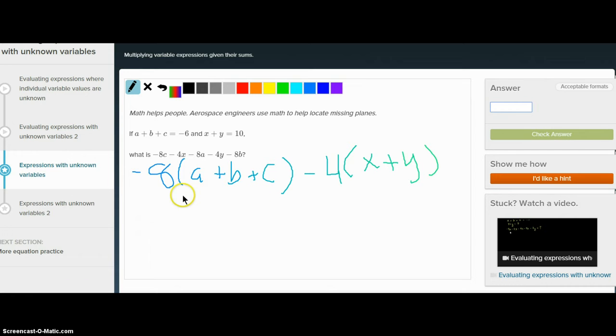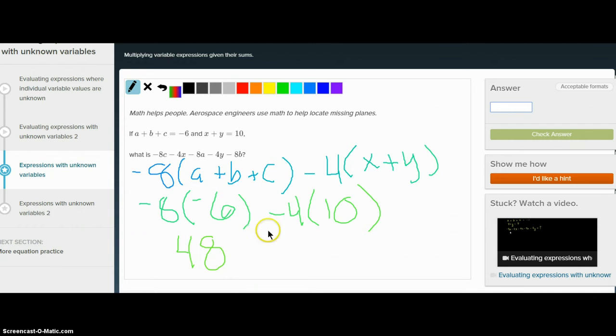And so we know that a plus b plus c equals negative 6. So we substitute that in there. And we know x plus y equals 10. So we have negative 8 times negative 6 is 48, and then minus 4 times 10 is 40, and so we have 8.